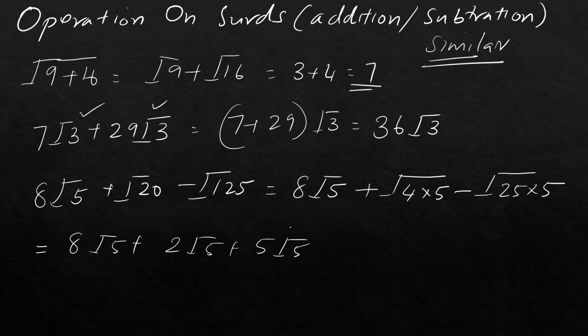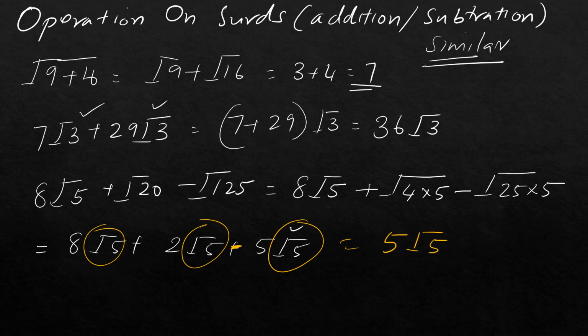Now it became just like before. These are similar surds. We can simply add 8 plus 2 minus 5, so 8 plus 2 is 10, minus 5, and you will write the answer 5 root 5. So this way we can do addition and subtraction of such surds, or we can simplify such numbers or expressions. Understood? Let me go ahead.